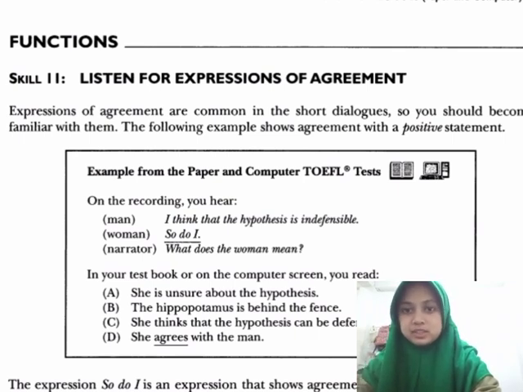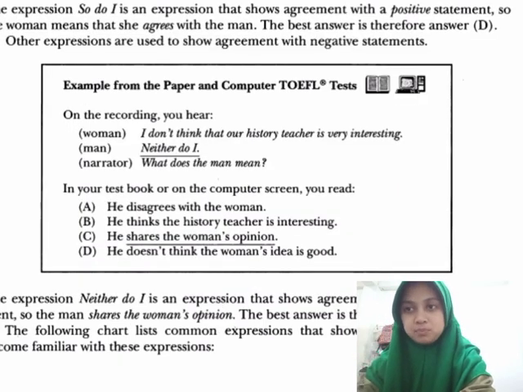So the correct answer is D. She agrees with the man, because the woman says, "So do I." It is the same as saying, "So I do also think that the hypothesis is also indefensible." And now we have the example for the negative statement.